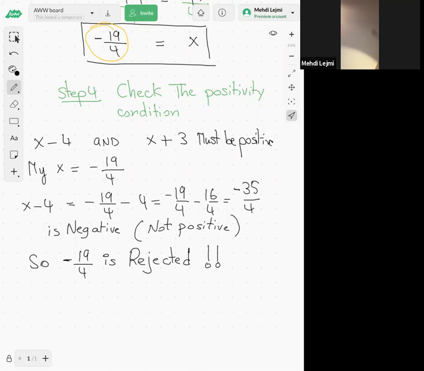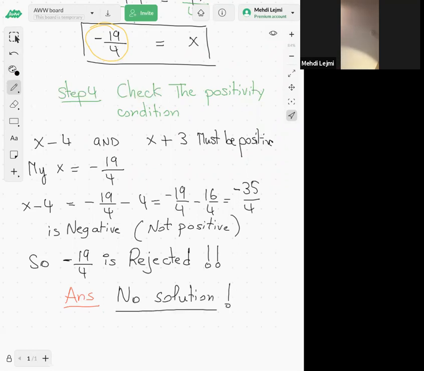Okay, so then find the answer. So the answer to the problem is that there is no solution. Actually, the right answer here would be, there is no solution to the equation.